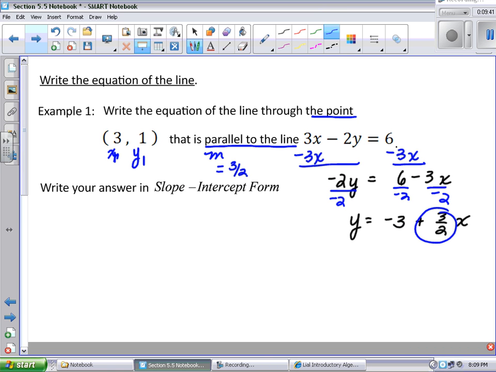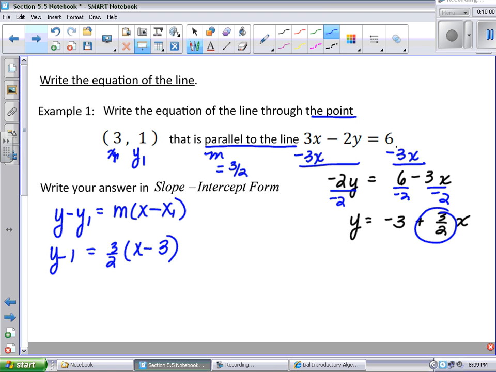We have a point and we have a slope. So point slope equation: y minus y1 equals m times x minus x1. Plug your values in. Y minus 1 equals our slope 3/2 times x minus 3. Distribute to get rid of the parentheses, and we get y minus 1 equals 3/2 x minus, remember you can think of this as 3 over 1, 3 times 3 is 9, 2 times 1 is 2. To solve for y, we need to add 1 to both sides of the equation.